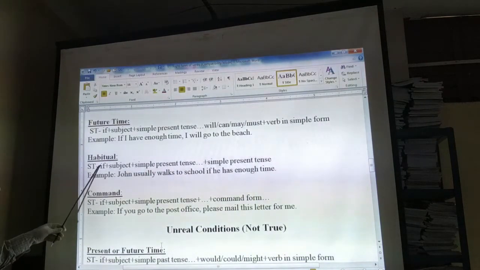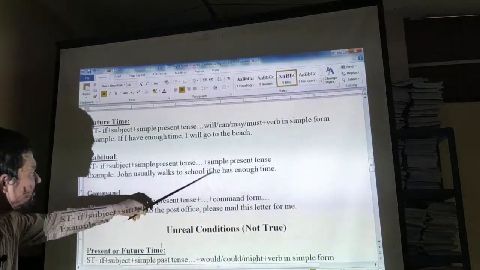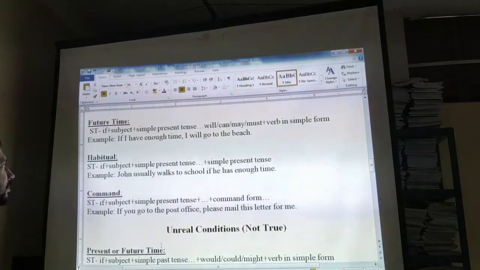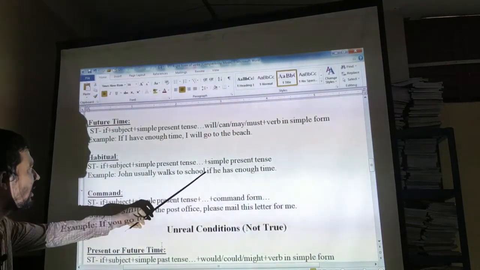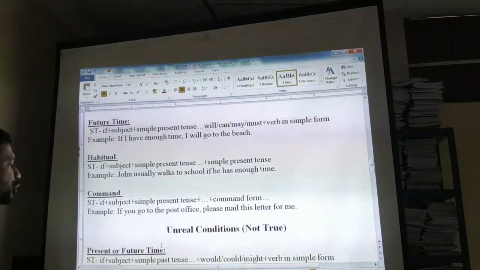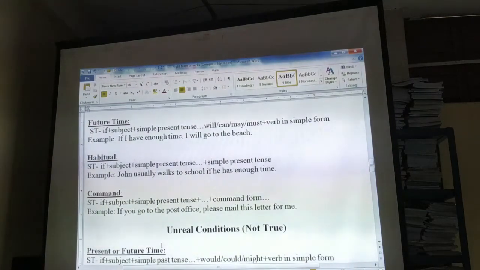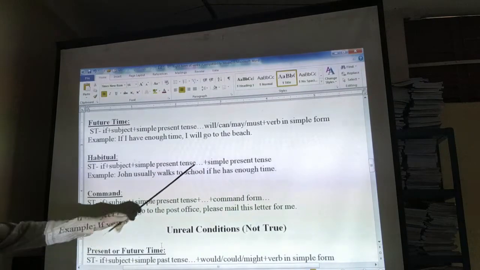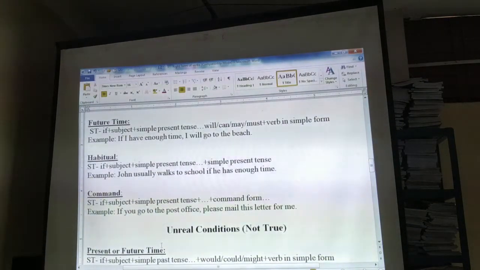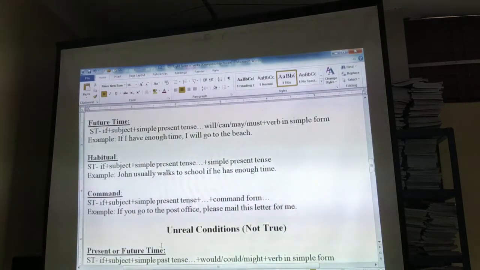See, match with the structure. You can put if here. See this one. If you use the word if in the middle of a sentence, you need not put a comma there. But if you use the word if at the beginning of a sentence, you need to put a comma in the middle of the sentence. See this one? Match with the structure.